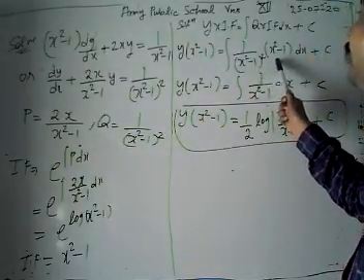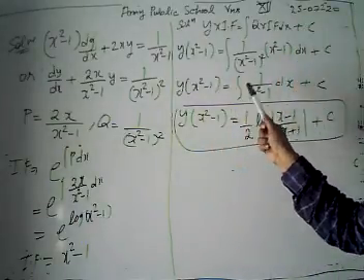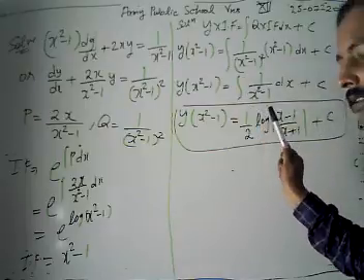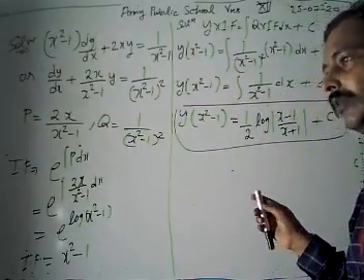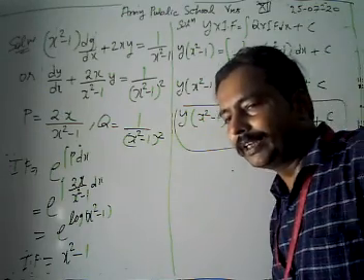Cancel out one of the (x square minus 1) factors. Then finally we have y into (x square minus 1) equals integration of 1 upon x square minus 1 dx plus c. And the integration of 1 upon x square minus 1 dx is 1 upon 2a log of (x minus a) upon (x plus a). After that we get our required solution.